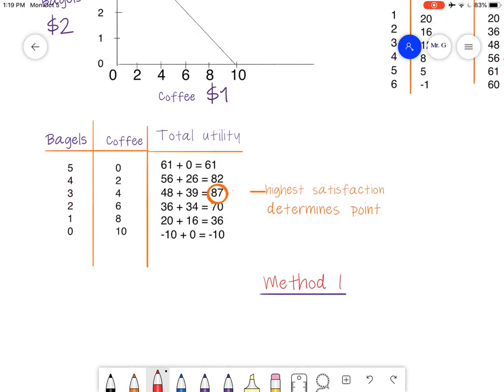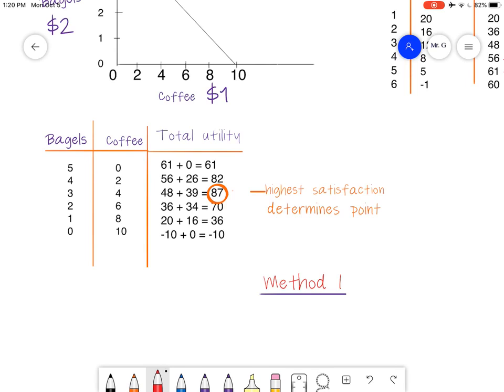And we notice that a combination of 3 bagels and 4 coffees comes up with a total satisfaction of 87, which is the highest number here. That is what we would choose. Given these numbers, the choice for our budget would be 3 bagels, 4 coffees. That's what we can afford, and that would give us the most satisfaction. This is the first method of solving it. We're going to go through some different methods.